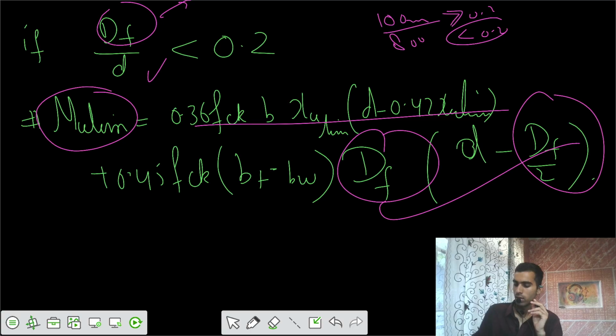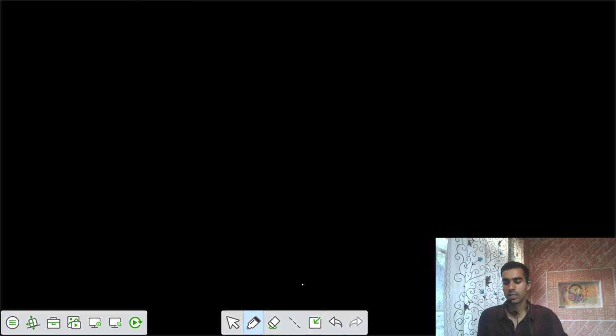Okay. I think this is the end of the analysis. Now we have one page left. That is the design part, the design part of the flanged beams. Let's go for the final part.